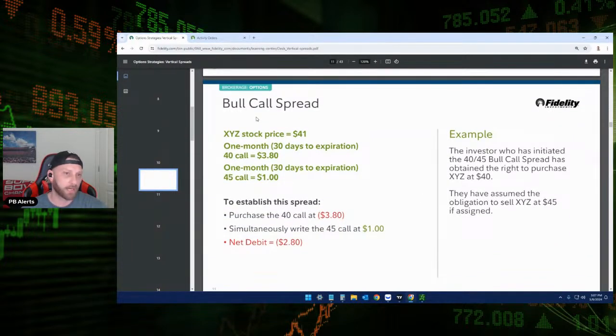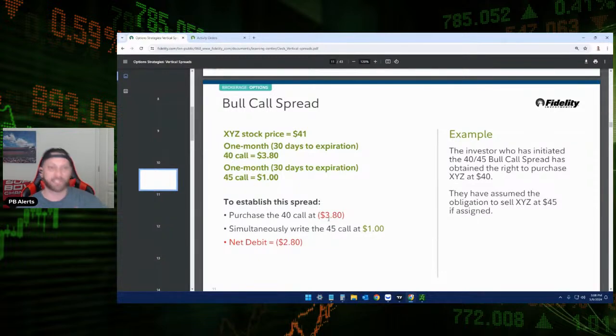Let's say, for instance, XYZ stock price equals 41 bucks. That's the price of the stock. A 30-day to expiration $40 call is worth $3.80. Another 30-day, basically the same expiration date, $45 call is worth $1. And the reason why it's worth less than the 40 is because the 40 is actually in the money. If the stock's trading at 41, that $40 call is in the money. The $45 call hasn't hit yet because the stock's only at 41, so this $45 call is out of the money.